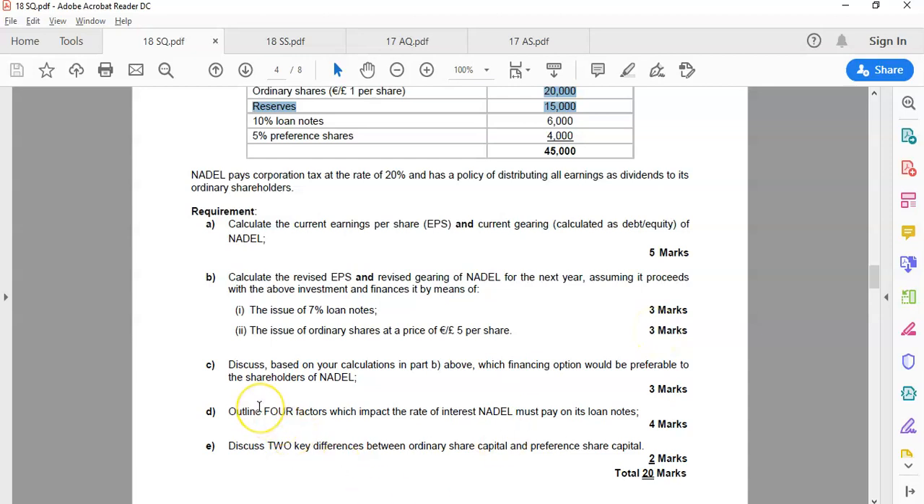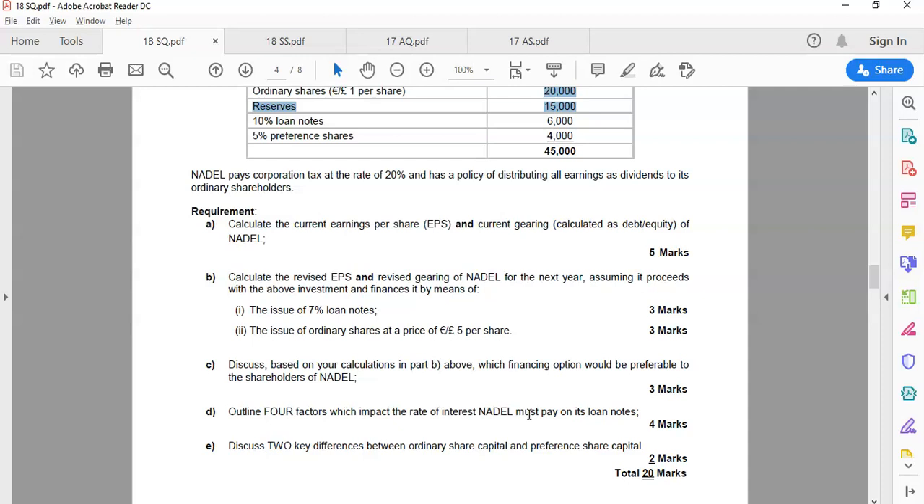They're nice questions. Outline 4 factors which impact the interest rate Nadal must pay. Right? And they can be any 4. It's just outline, you don't have to go into a level of detail. So what you're looking for there, for example, would be, what's their credit rating? The lower the credit rating, the higher their interest rate. You might look at their current gearing level. The more debt you have, the riskier you are to a bank, so the higher they're going to charge.